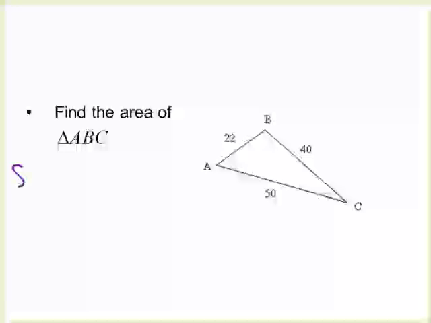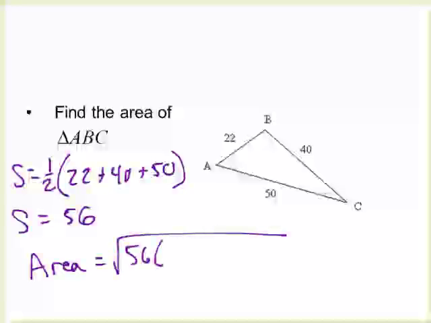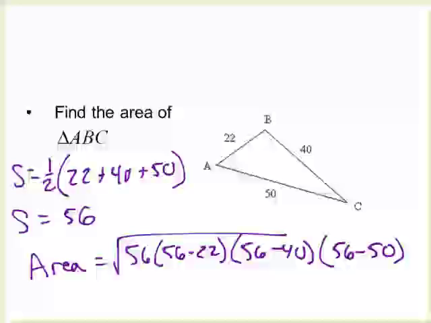So first thing we calculate is S, which is half of the perimeter. It does not matter what order you add those sides in, because adding is what we call commutative. You get the same answer. So we get that S is equal to 56. And then we plug that into our area formula. That area formula said that we have the square root of S times, and then S minus each one of the sides in turn. And again, it does not matter what order you do them in, as long as you do each one.